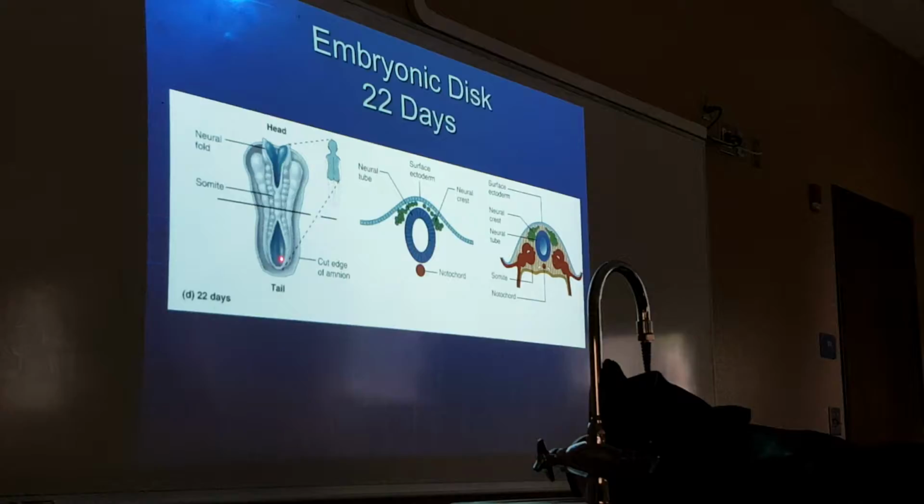But this neural tube is open at each end right now. This is going to become the head, and this is going to become the tail or hindgut. And you can see all these structures that are developing in the mesoderm region, and those so-called somites.